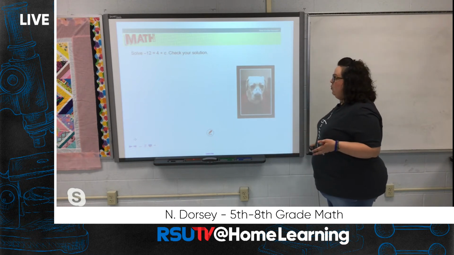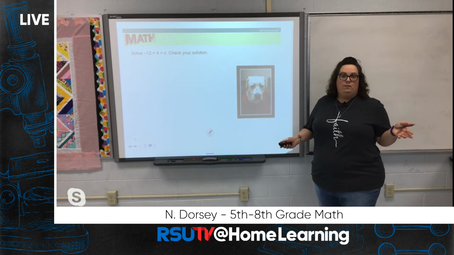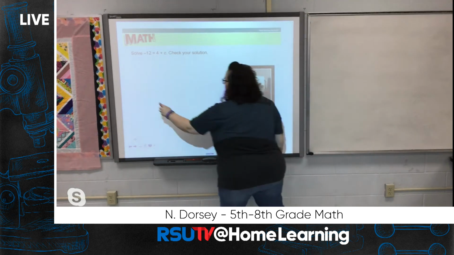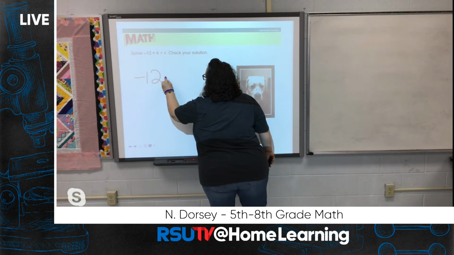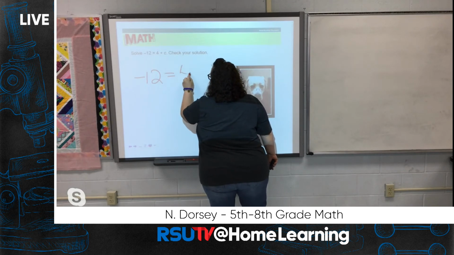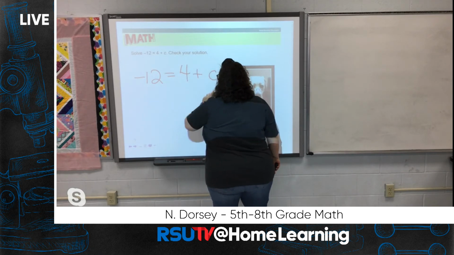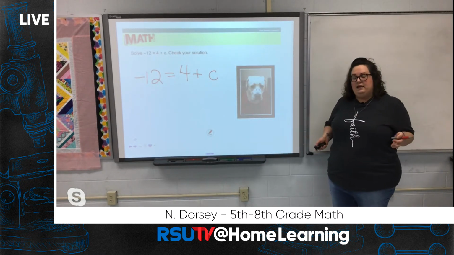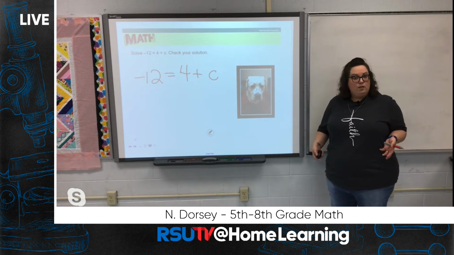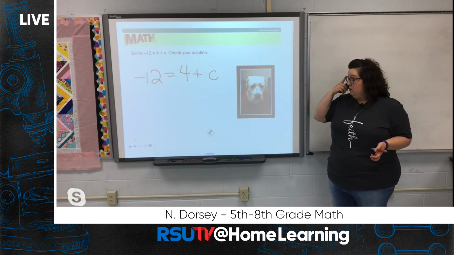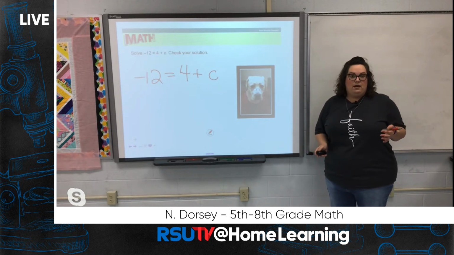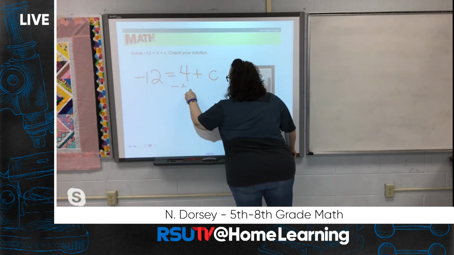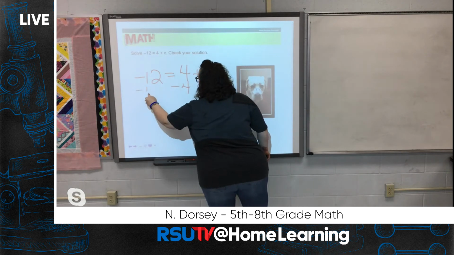So here we have another one where the variable's on the wrong side of the equal sign, so to speak. So I'm just going to rewrite it for you so you can see it. And it's -12 equals 4 plus c. So again, think to yourself, what's going to stay? The c. What's going to move? The +4. And the +4 is going to become, very good, -4. So I'm going to subtract 4 on both sides.